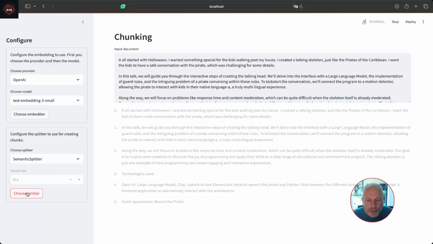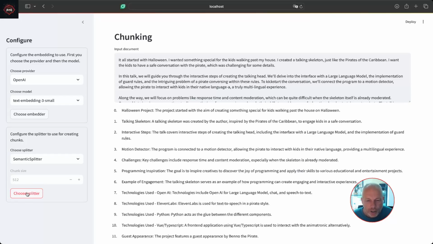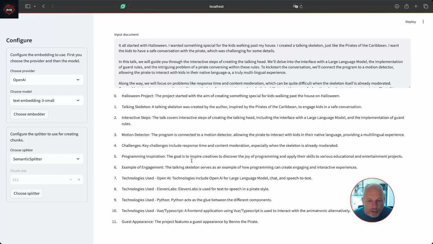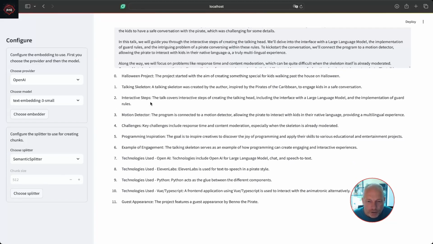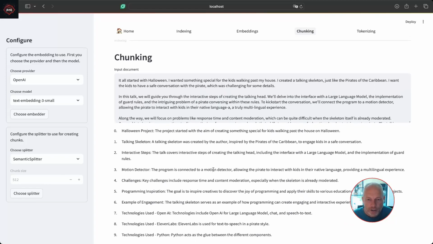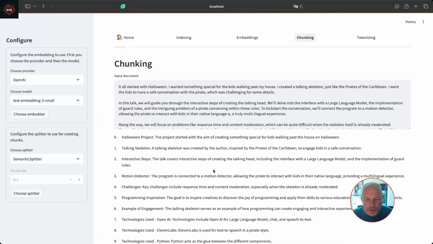And now it's running, and it's trying to understand the text, and it's taking semantic knowledge parts out of it. So you will see that in this case we have 11 chunks. There is a Halloween project which states something about Halloween. There is a talking skeleton. There's something with motion detection. You see that we have technologies that are used, and there is a guest appearance of Benno the Pirate. Well, these are the semantic chunks, so they are chunks that have meaning around one specific subject.